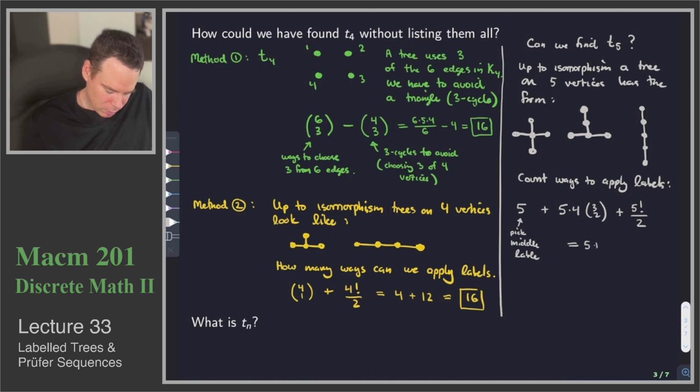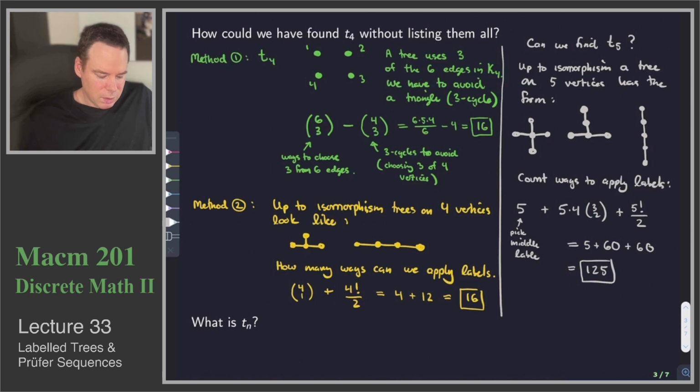This is 5 plus 5 times 4 times 3. So that's 20 times 3, or 60. Plus 5 factorial divided by 2. 5 factorial is 120, divided by 2, that's also 60. And so we get an answer of 125. So we know how many spanning trees there are in K5. There's 125 of them.